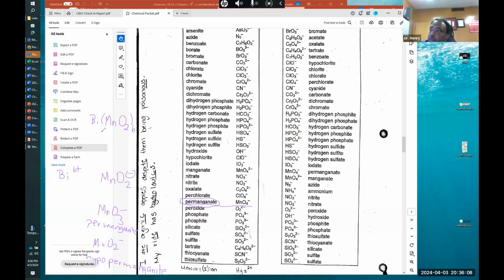Okay, so then what will be the chemical name? What is Bi? Bismuth. That's right. So we're going to start off with bismuth. Then don't you need the Roman numeral? That's right. Roman numeral 6.